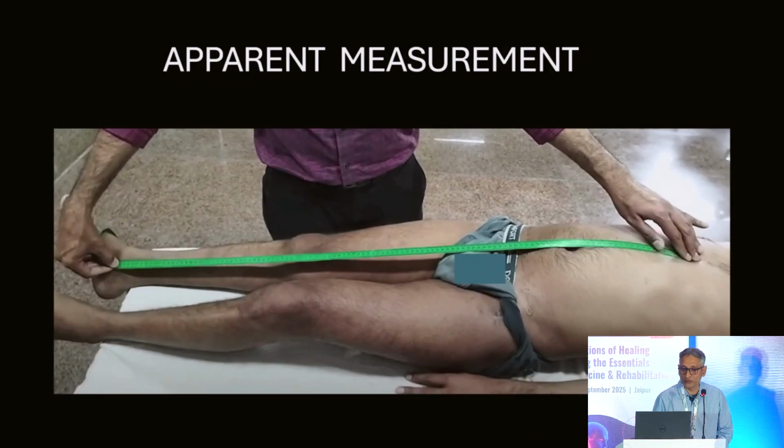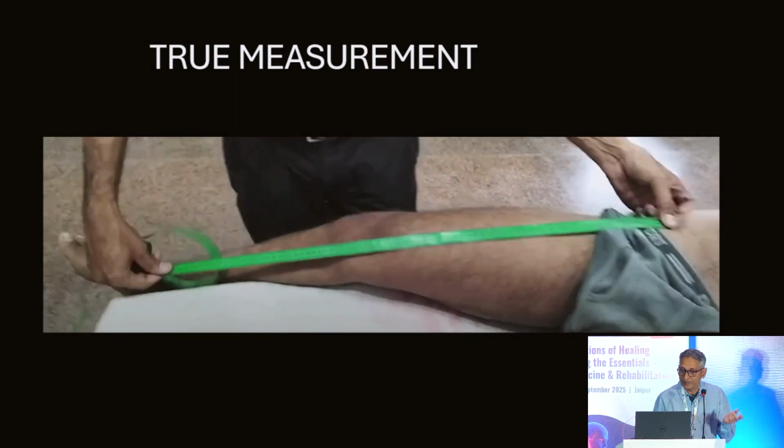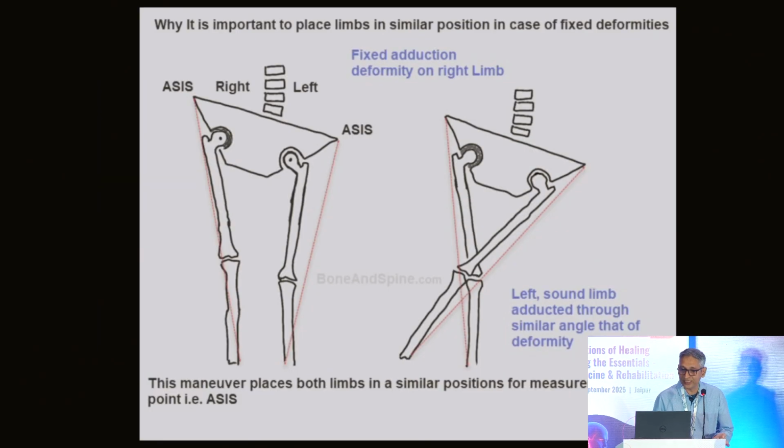So this is how you do it for an apparent measurement. For true measurement, you should square the pelvis, then keep the other limb also in the deformed position, then measure the segments. Okay.